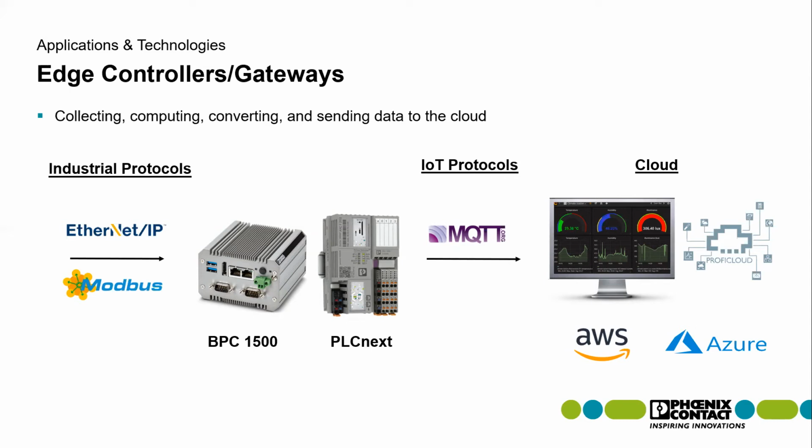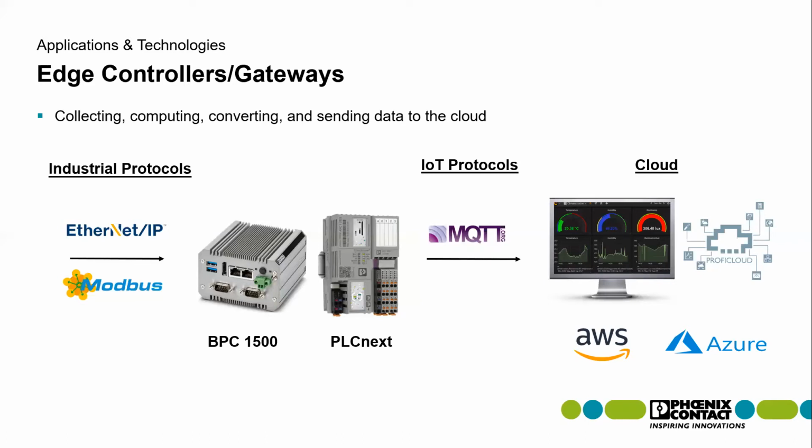where it can then be stored and visualized. So in terms of the edge controllers and gateways at Phoenix Contact, we have a nice little tiny IPC called our BPC 1500, or we have our PLC Next controllers, which PLC Next is a full-blown PLC. However, it's also a Linux box. So if you wanted to run and install your own application on it, you can do just that.